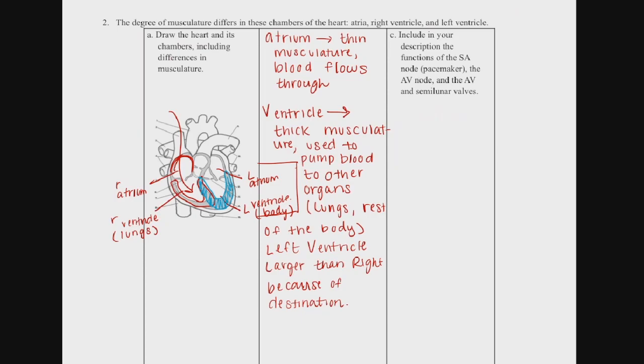All right, C, include your description of the functions of the SA node, which is also known as the pacemaker, the AV node, and the AV semilunar valves.